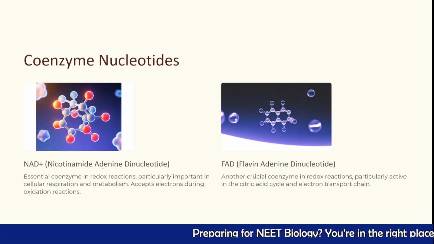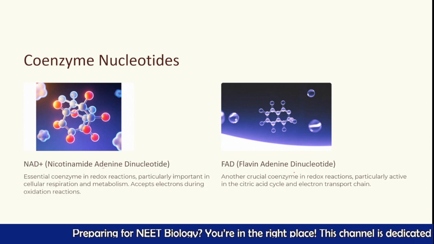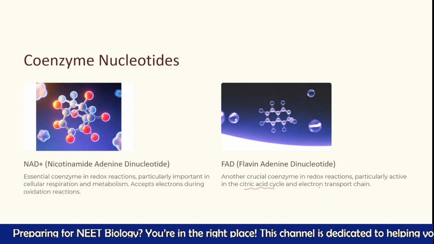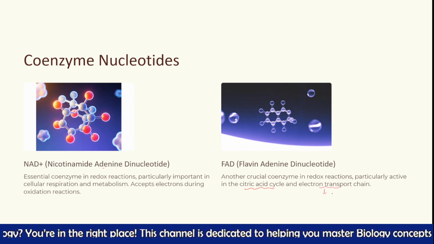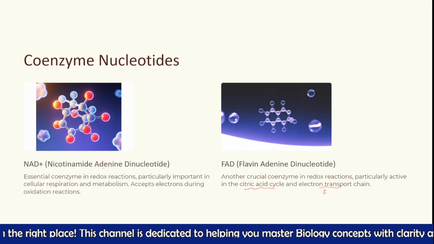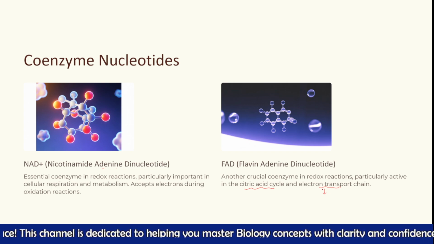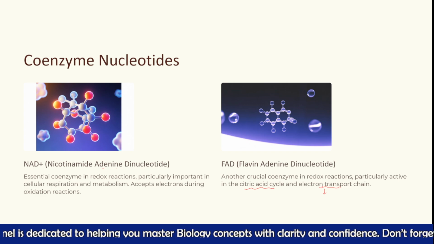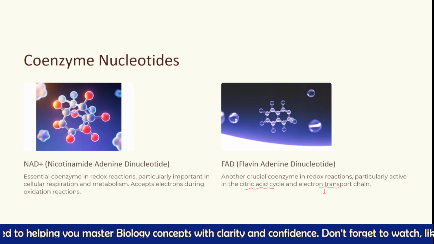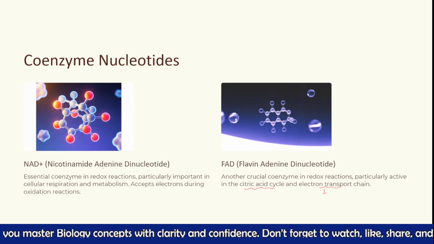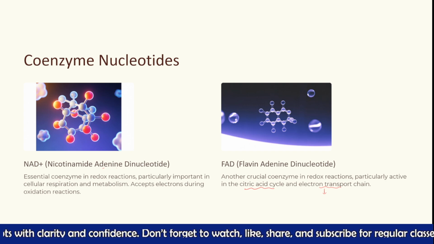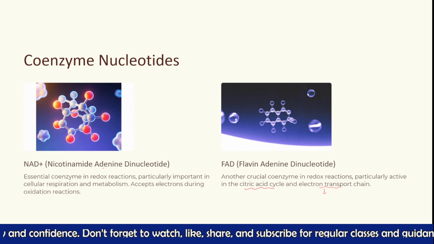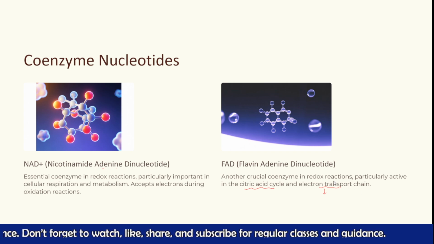And flavin adenine dinucleotide is also another coenzyme required in the citric acid cycle and electron transport chain. Citric acid cycle, electron transport chain, all these we will discuss in the cellular respiration part. So which are the important nucleotides? We discussed ATP, cyclic AMP, nicotinamide adenine dinucleotide, NAD, and FAD, flavin adenine dinucleotide.